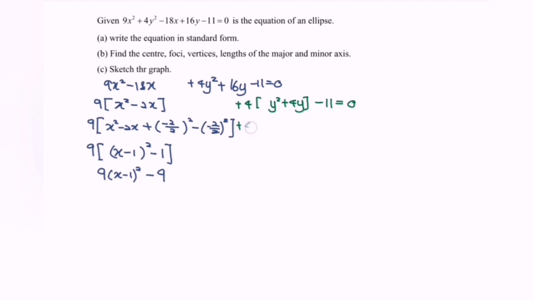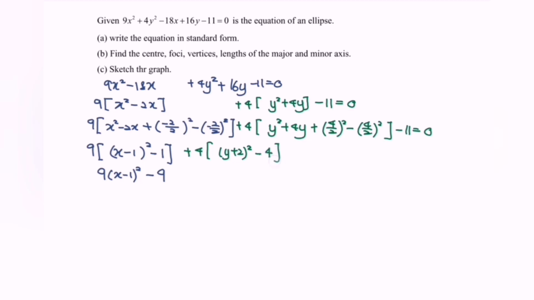Completing the square, we have 4(y² + 4y + (4/2)² − (4/2)²) − 11 = 0. Simplify the situation: 4(y + 2)² − 4(2)² − 11 = 0. Expand the situation: 4(y + 2)² − 16 − 11 = 0.